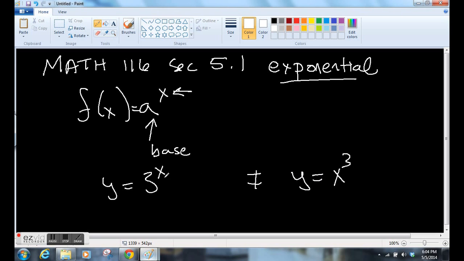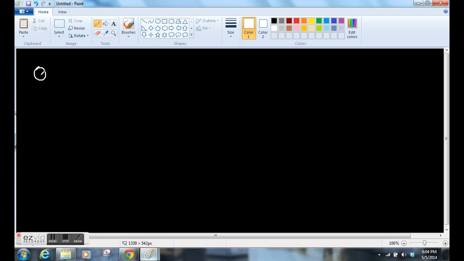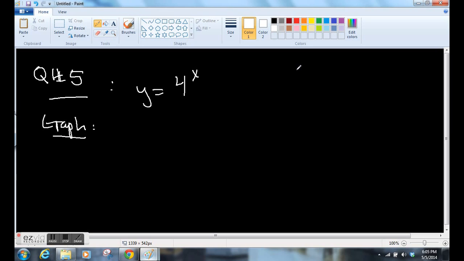So the two things you need to know in this section are, one, how to graph an exponential function, and two, how to plug the numbers for x into your calculator and find answers. So let's do step one, how to graph it. Suppose we have something like this, question number 5, and it says y equals 4 to the x, and you're supposed to graph the function. So my graphing expectations are fairly minimal for you guys. I don't expect straight lines, clearly, because I can't draw them.